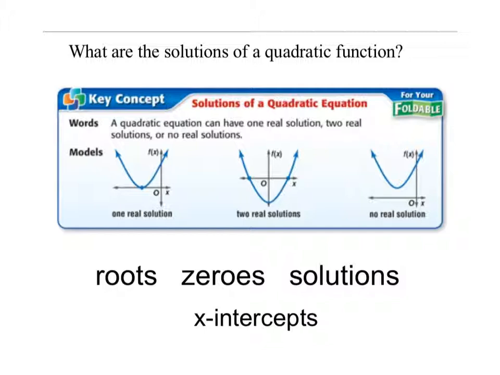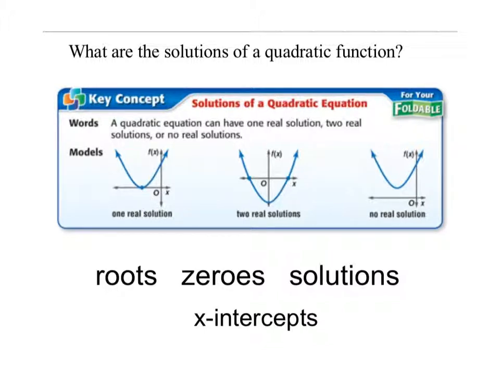What are the solutions of a quadratic function? Well, you can see down here that quadratic equations can have one real solution, two real solutions, or no real solutions at all. And it's probably easiest to see in terms of the graph. So when you see something here, remember the shape of a parabola. If the vertex lies on the x-axis, it's said to have a root, one real solution. It's actually a double solution.